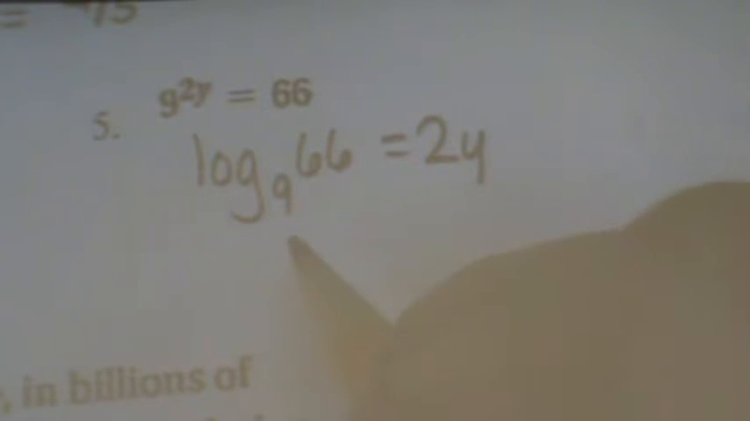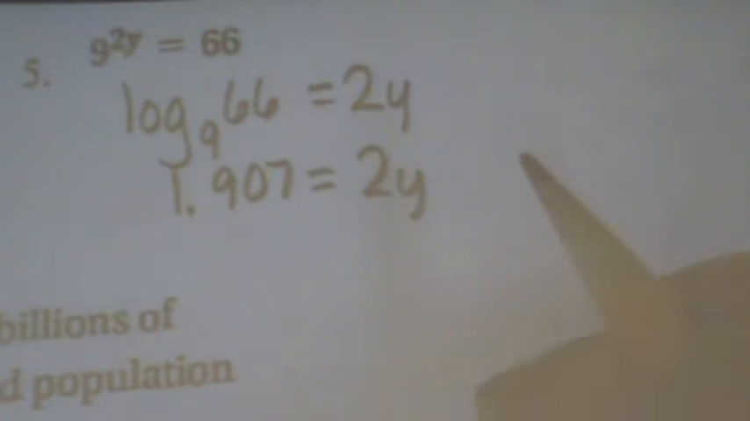Convert. Log of 66 base 9 equals 2y. Whip out the calculator now. You're going to type in log of 66 base 9. You're going to get 1.907. And then what do you do with that answer? Divide by 2. And y is equal to 0.953.